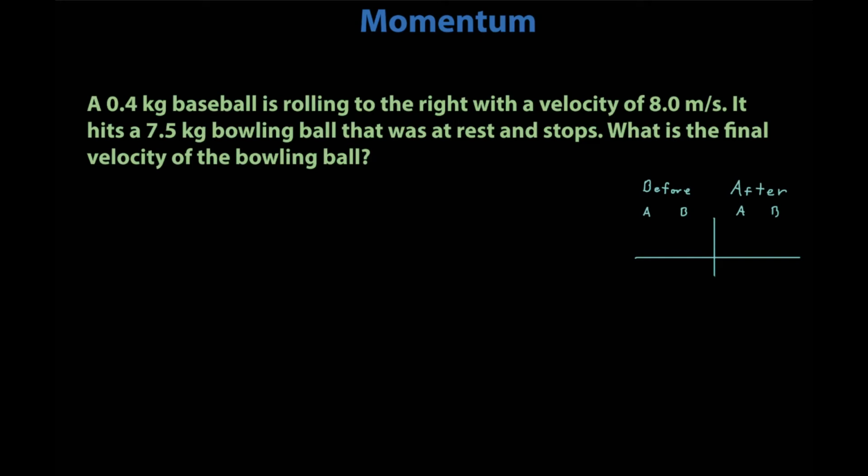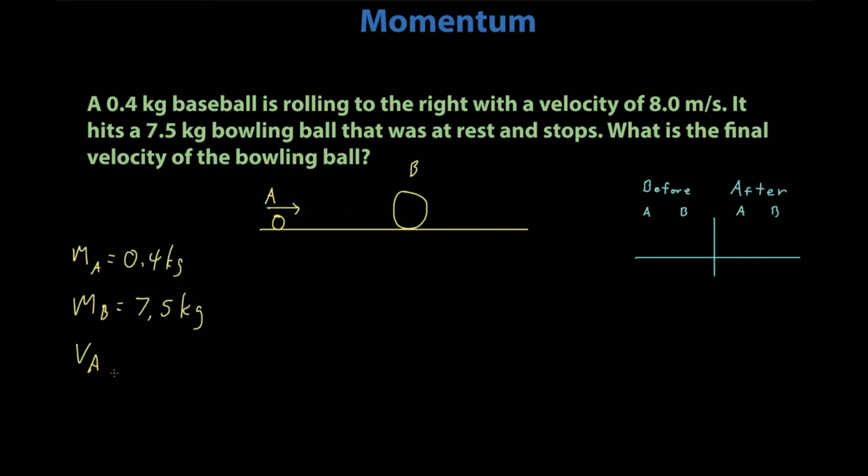A 0.4 kilogram baseball is rolling to the right with a velocity of 8 meters a second. It hits a 7.5 kilogram bowling ball that was at rest and stops. What is the final velocity of the bowling ball? I have my baseball, which I'll call object A. I have my bowling ball, which I'll call object B. The baseball is moving to the right. So mass A is 0.4 kilograms. Mass B is 7.5 kilograms.